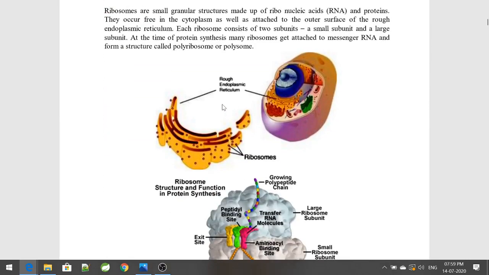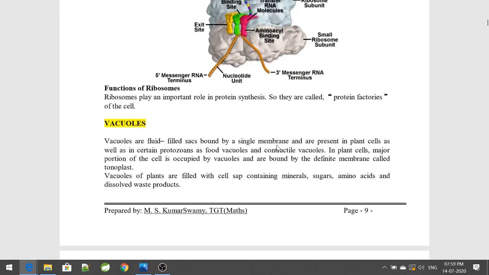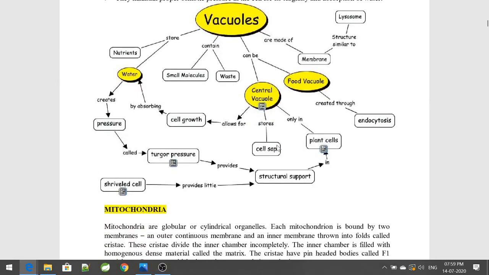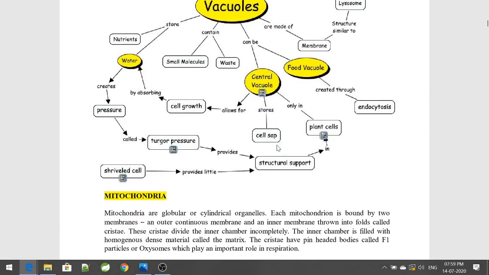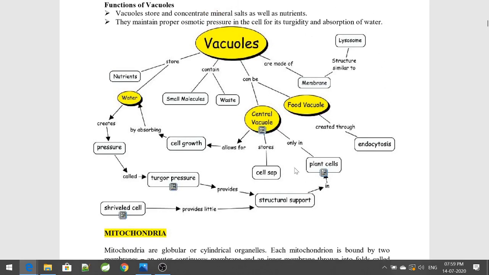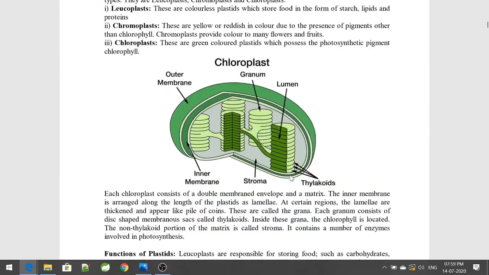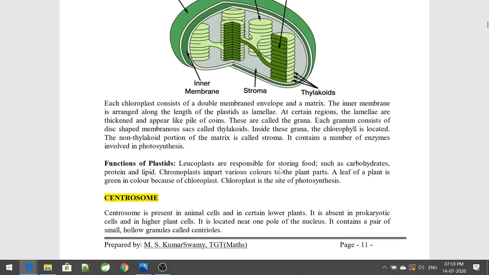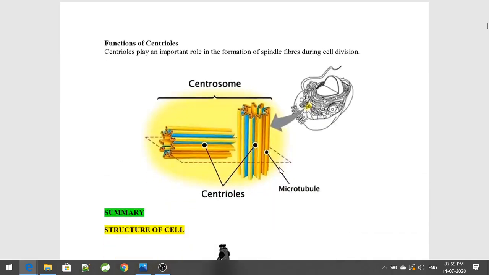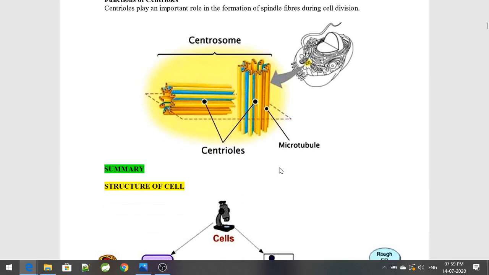Ribosomes, how rough endoplasmic reticulum will be. Function of ribosomes, vacuoles, how vacuoles work, all that is there. Mitochondria, see here, bean shaped. Plastids or a chloroplast, how it will be. Centrosomes we see only in animal cells. Centrosomes, what are centrosomes, how are they? They have shown them both in a vertical and in a horizontal position. See here.